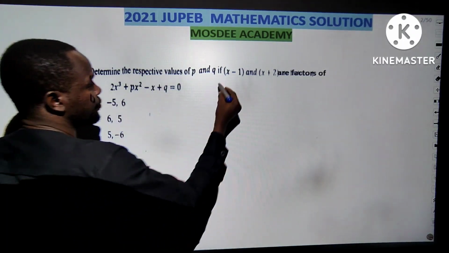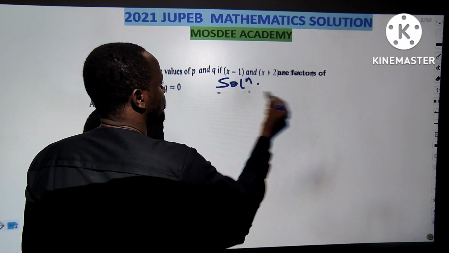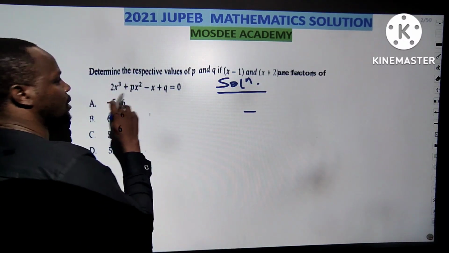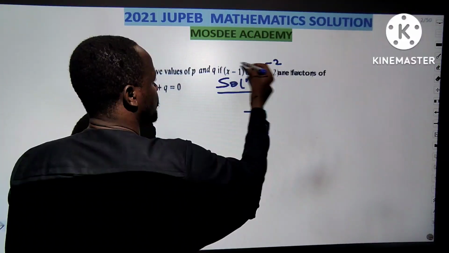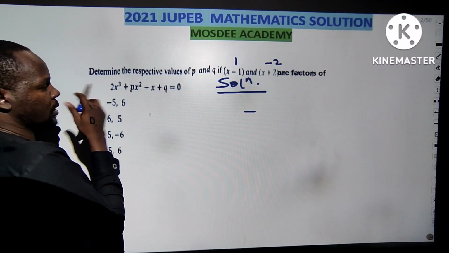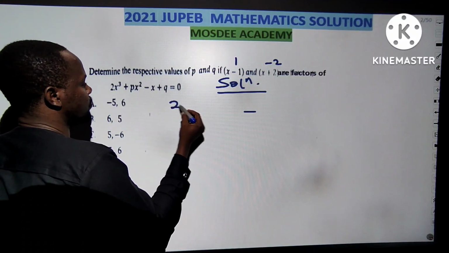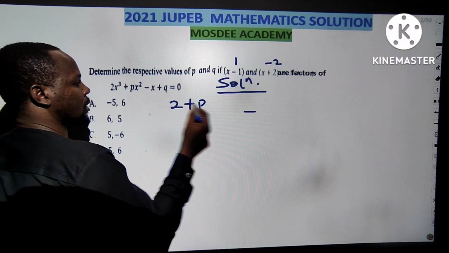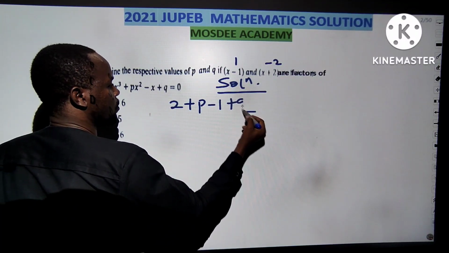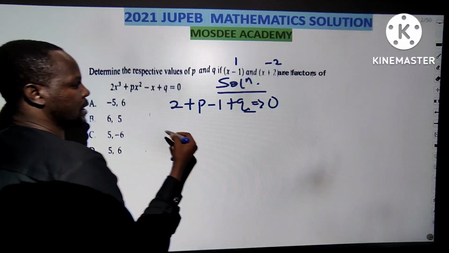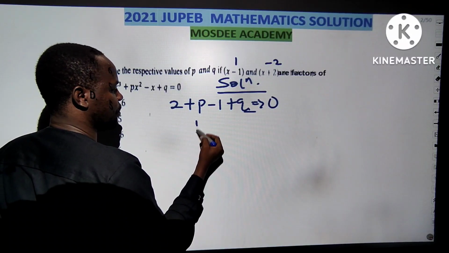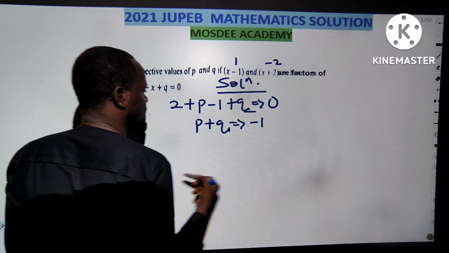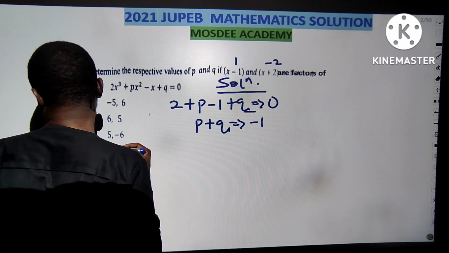Substituting 1, because x minus 1 is 0, we substitute x equals 1 in this equation. That gives 2 plus p minus 1 plus q equals 0. So here I have 2 minus 1, that is 1, plus p plus q equals minus 1. That's the first equation. Then I do the same thing for the second one.